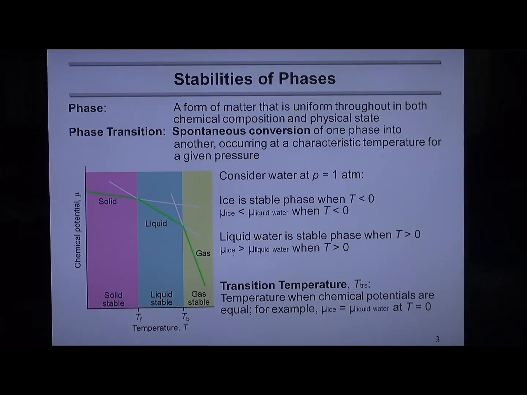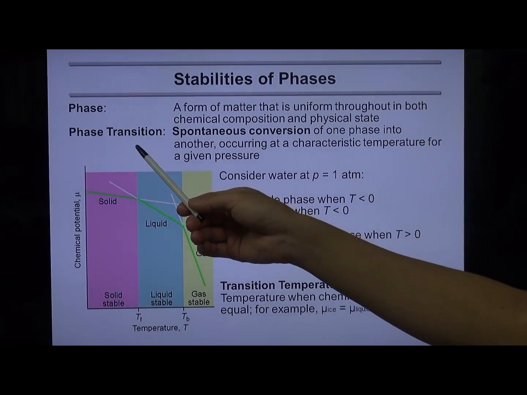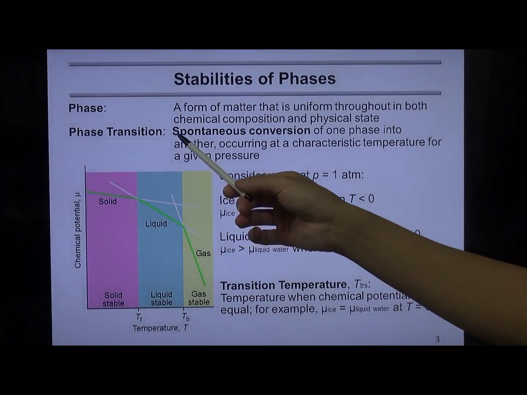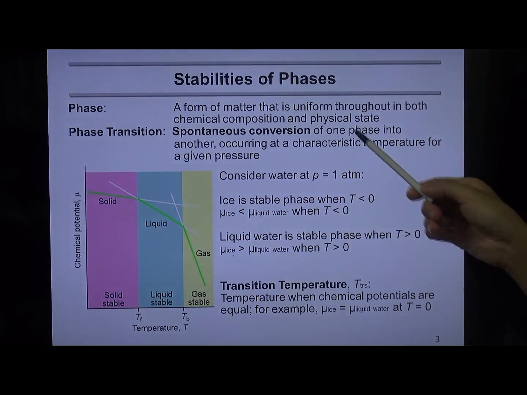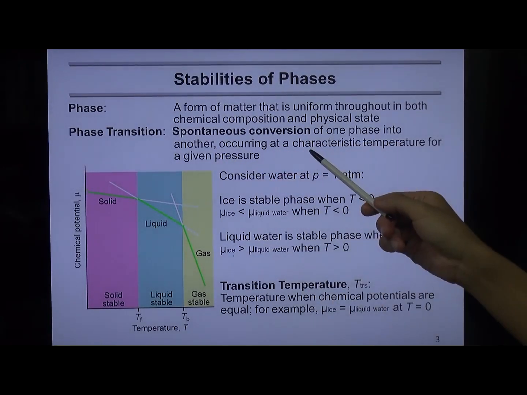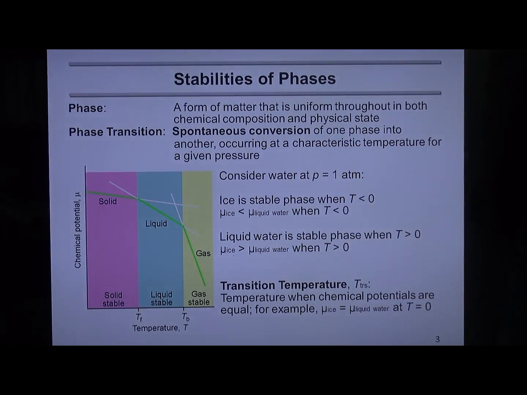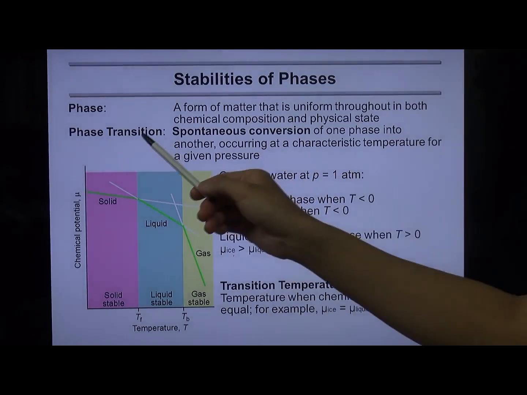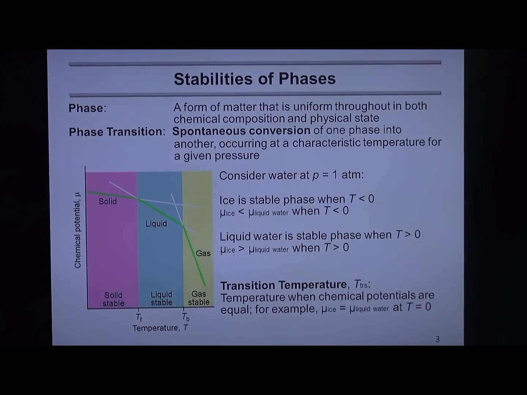The second term is phase transition. It's simply a change of physical state of a pure substance. Phase transition is defined as spontaneous conversion of one phase into another at a specific temperature and pressure. The important point here is spontaneous conversion. That transition should occur spontaneously, irreversibly. So that's the definition of phase and phase transition.